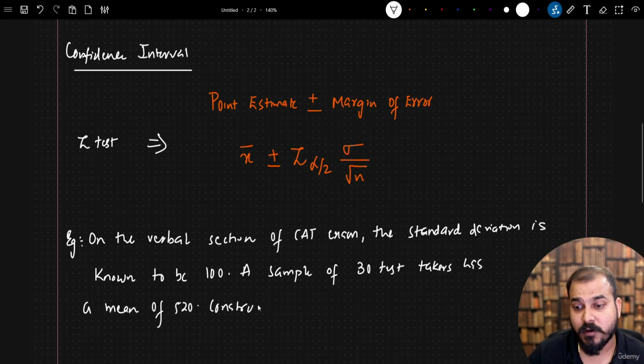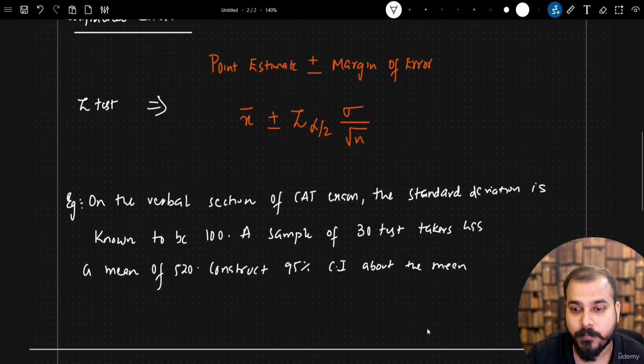Construct a 95% confidence interval. Confidence interval about the mean. Now we need to find out this range. And how do we find out this range? We'll try to see.